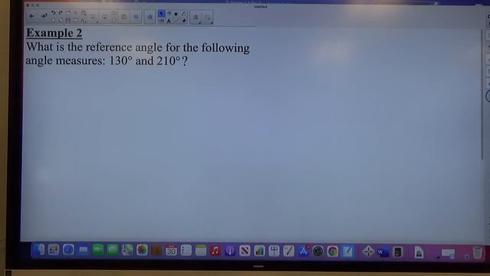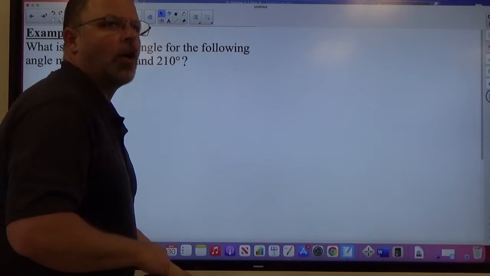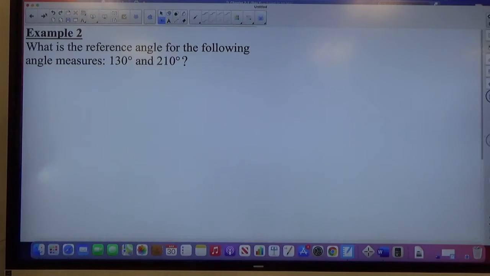Okay, example 2. This isn't really practical, it's just meant to help you understand the whole reference angle idea. For the sake of trigonometry, we're not going to do a whole bunch of this later on. We'll do what we did on the last page a lot, all right? But this is just trying to get you geared into what a reference angle is and how to work with it. So for the purpose of this lesson, it's helpful, but in the long run, it's not going to be used a lot.